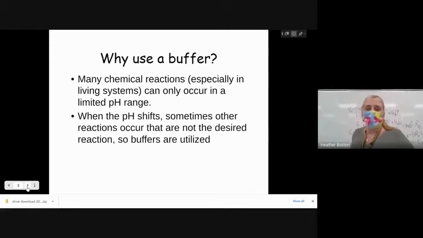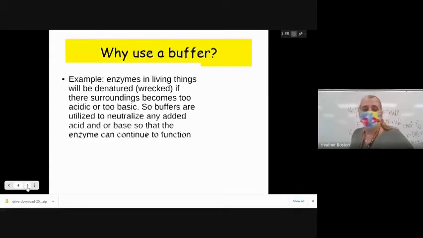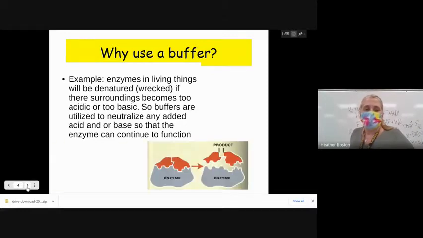When pH shifts, sometimes other reactions occur that are not desired. So buffers help control that also. A good example of this is enzymes in the body. If the pH becomes a little bit off, it denatures or wrecks the enzymes.